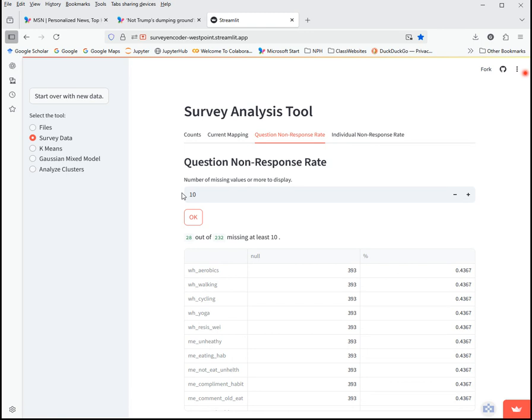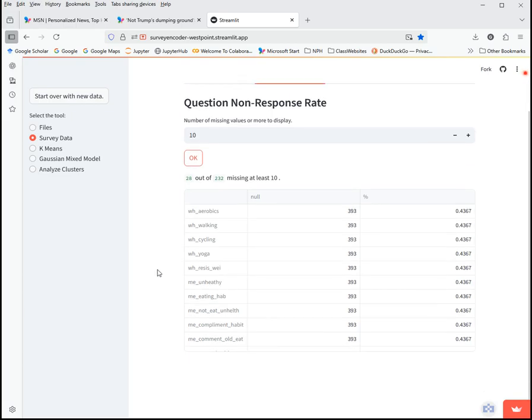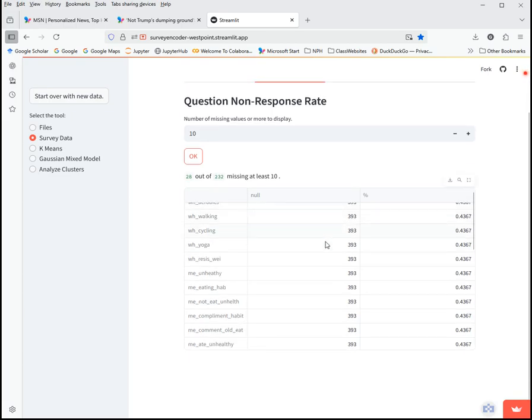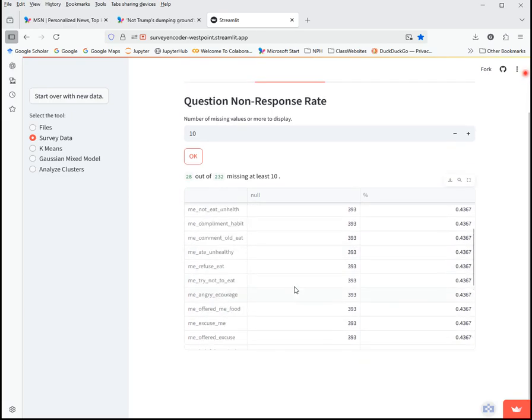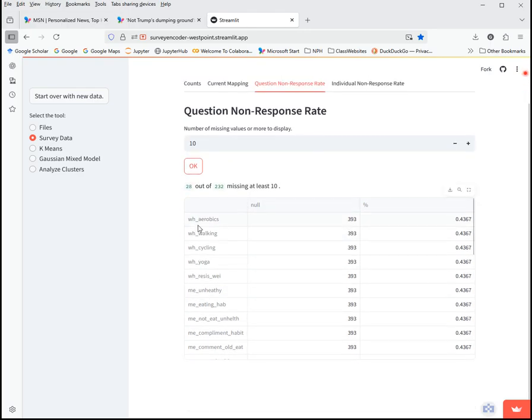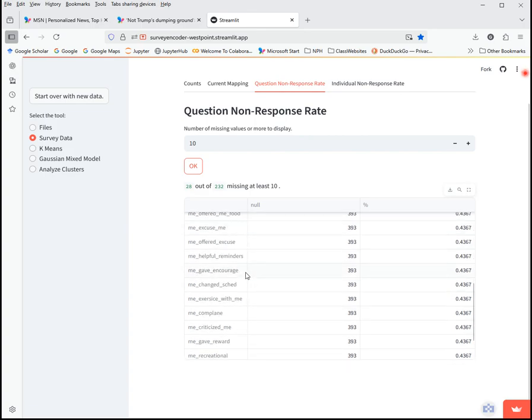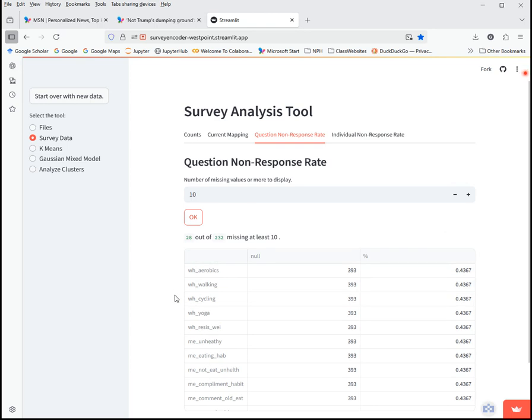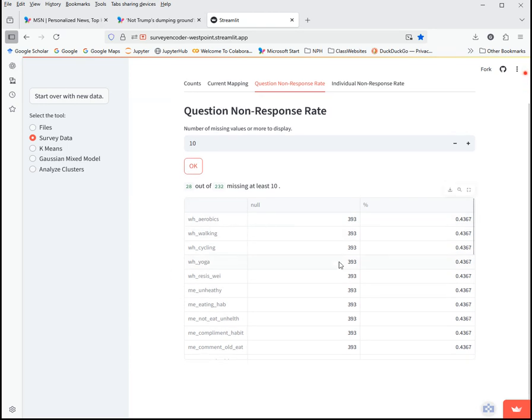So what you're doing is looking at all the respondents, I'm sorry, all the questions. These are the questions, and you're looking for how many of your respondents didn't answer that question. In this case, you can see there's 393 for all of these different questions. It probably was a case where the question was worded in a way that made these 393 people not answer it. I don't have access to how the question was worded, but a lot of times that will be what happens.